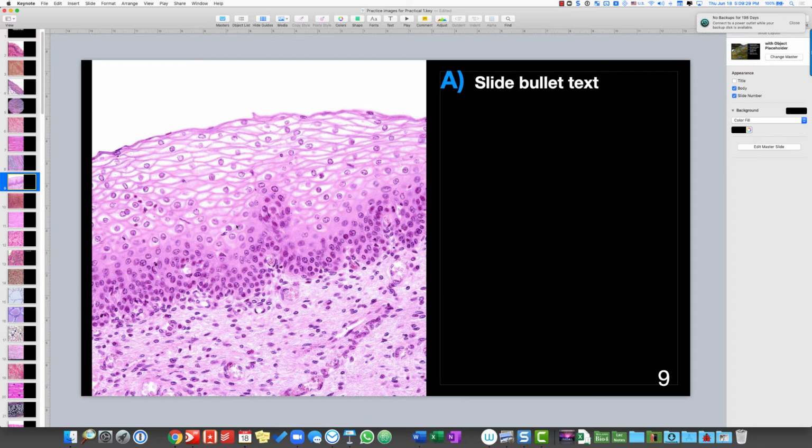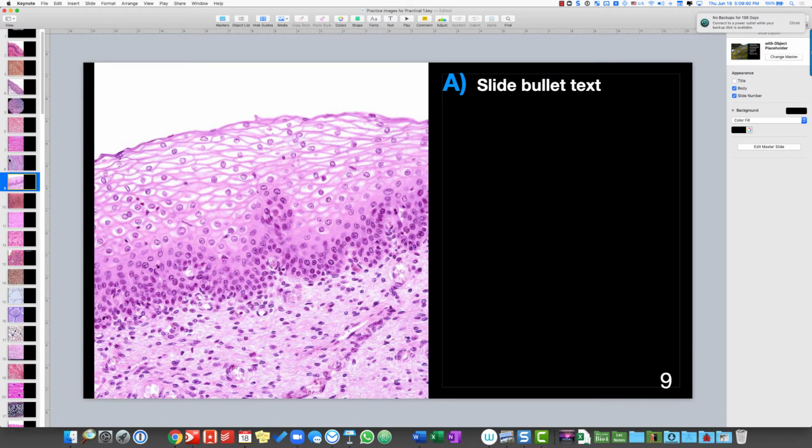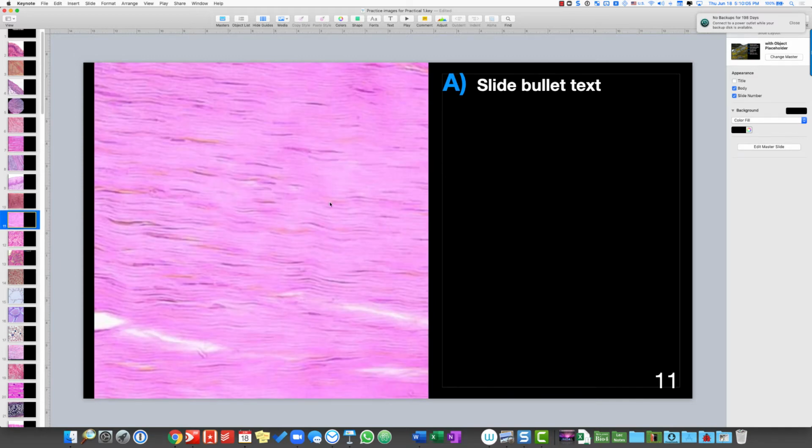This is non-keratinized stratified squamous epithelium. You don't see the keratin on top. This is dense regular connective tissue with the collagen. Collagen is the predominant type of fiber in there, and these are nuclei of fibroblasts. This is another picture showing dense regular connective tissue.